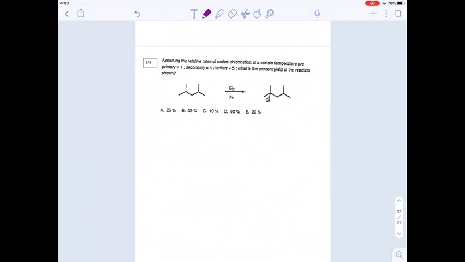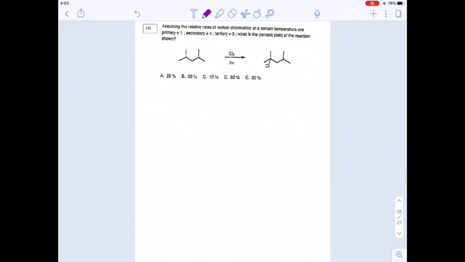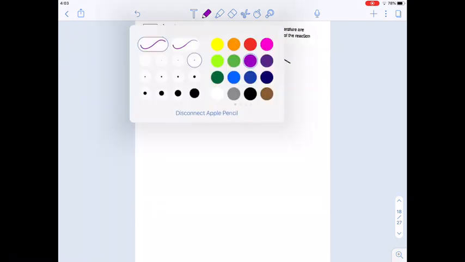Okay, so number 14 asks, assuming the relative rates of radical chlorination at a certain temperature are primary equals 1, secondary equals 4, and tertiary equals 5, what is the percent yield of the reaction shown? So in our product, we see that we have a tertiary Cl. So that means the one they're looking for is going to be the percent yield of the tertiary. But in order to do that, we have to find the relative yield for all of them.